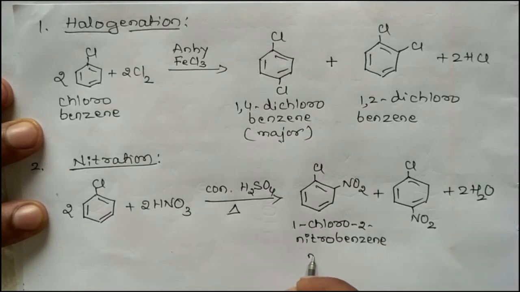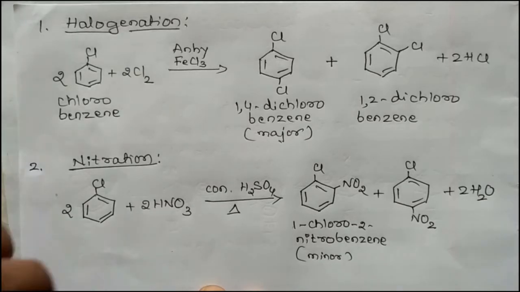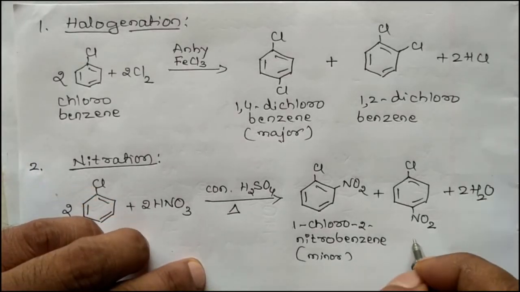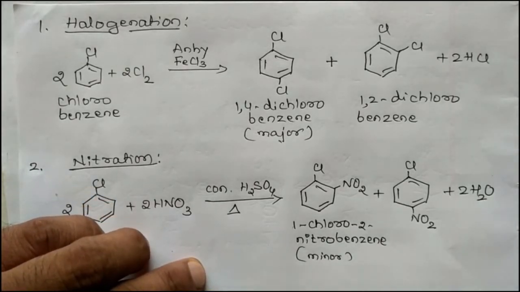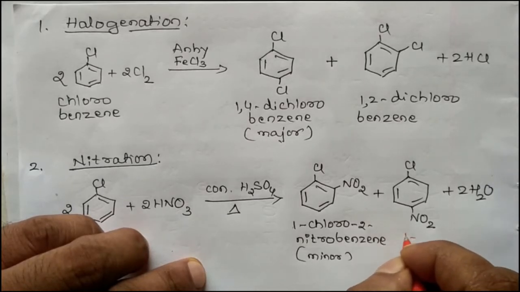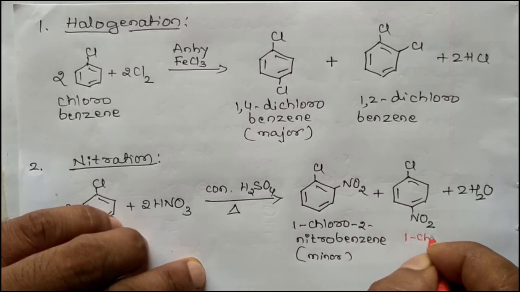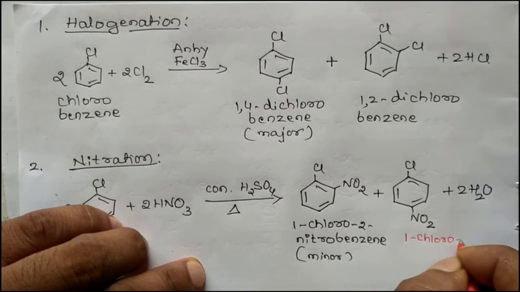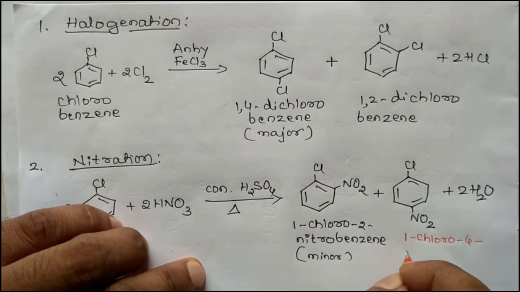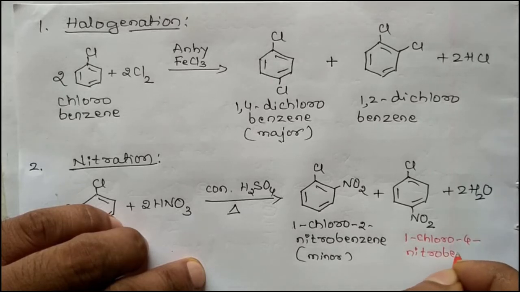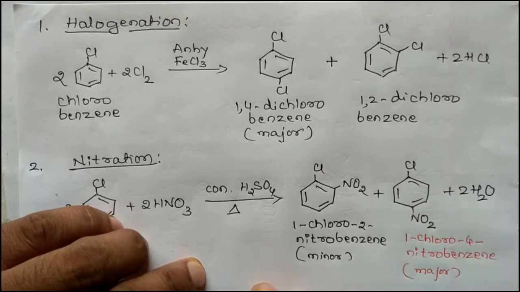This is the minor product, and this is 1-chloro-4-nitrobenzene. 1-chloro-4-nitrobenzene. This is the major product.